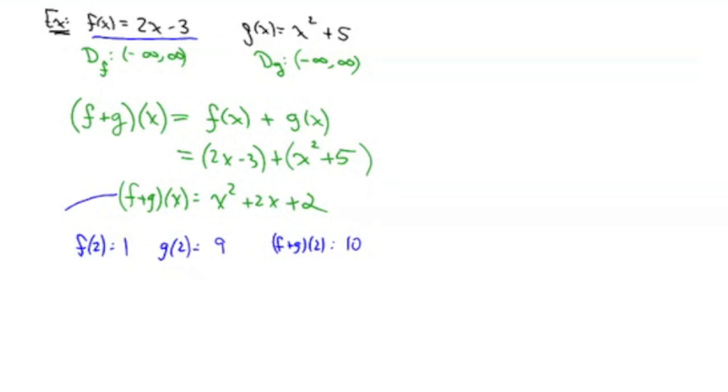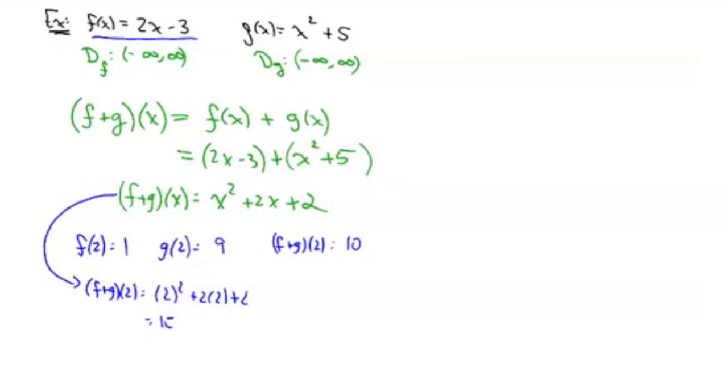Now, if I use this function to evaluate f plus g of 2, I would plug 2 into the x's here and get 2 squared plus 2 times 2 plus 2. 4 plus 4 plus 2. 10. You get the same answer. So I've come up with this new function that'll take the two answers that they originally give you, add them together, and generate the final answer in one fell swoop rather than two separate ones. Does that make sense?